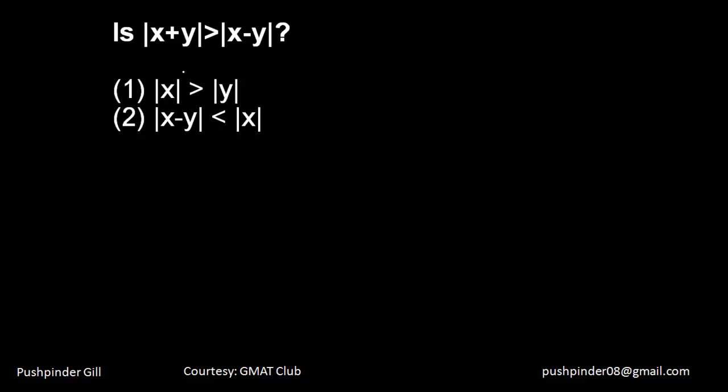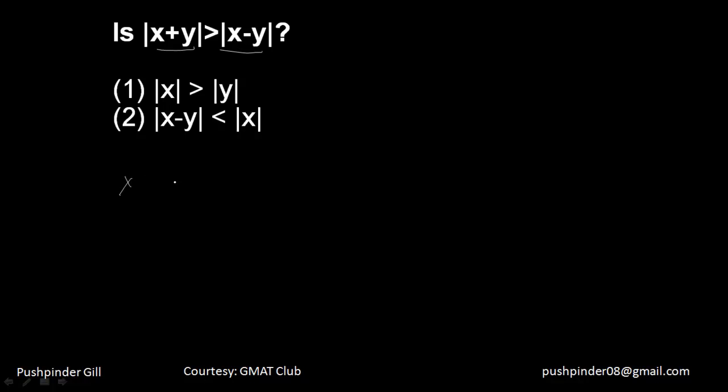It says that modulus of x plus y is greater than modulus of x minus y, right? Now we can't actually interpret anything here. Let's see what we can do. So it says modulus of x plus y is greater than modulus of x minus y. Is that true or not, right? So again, we're going to play with signs.